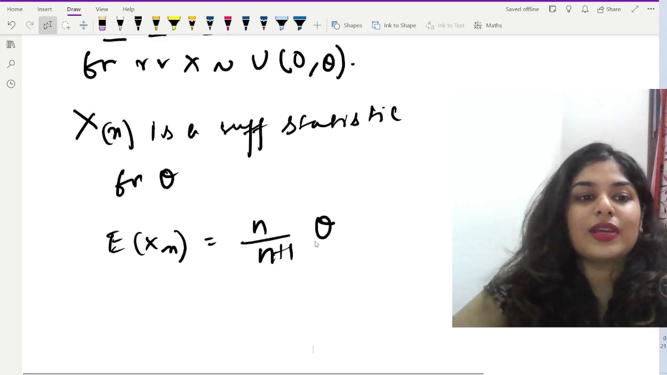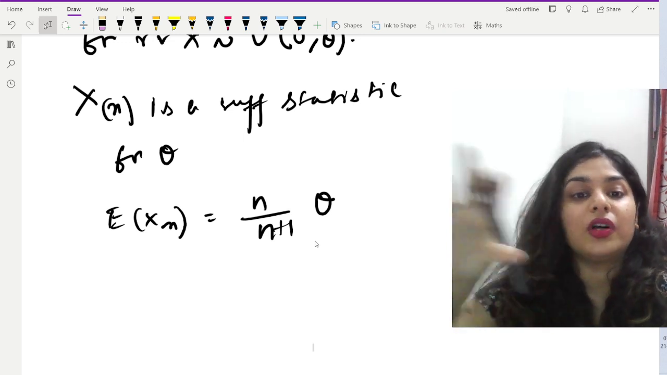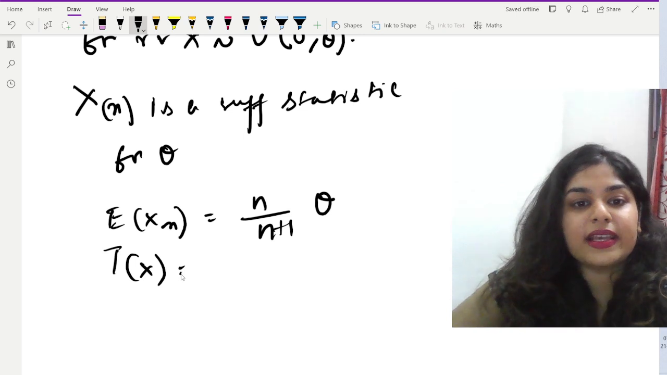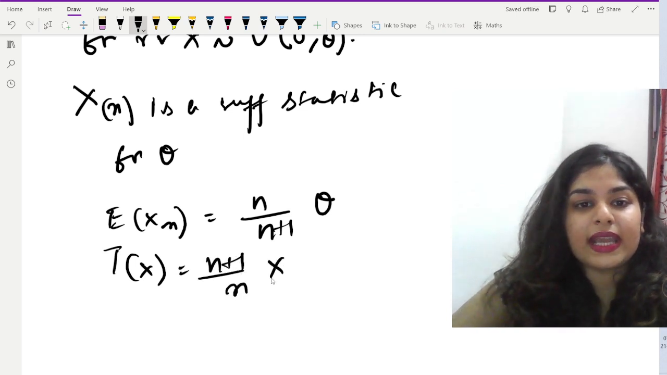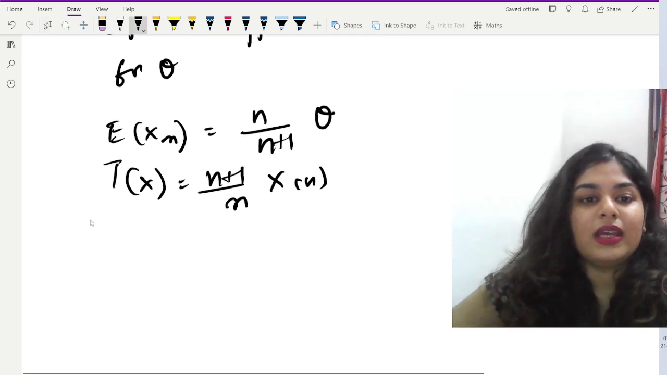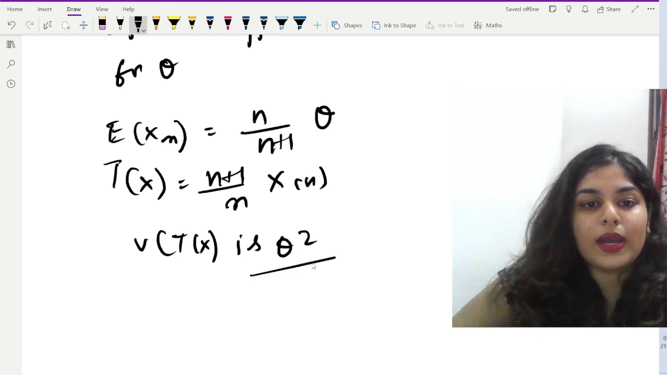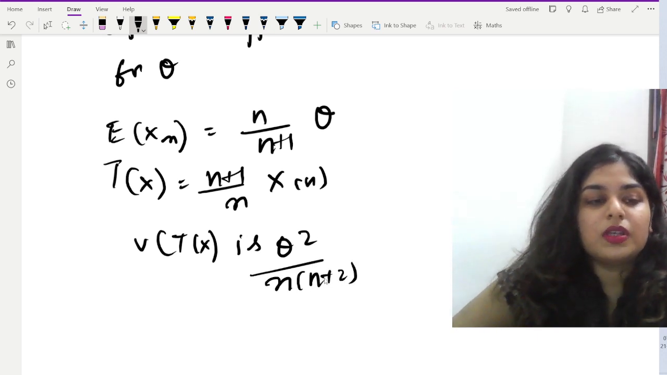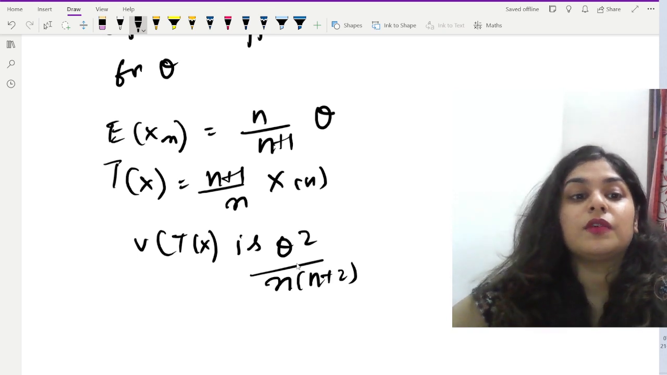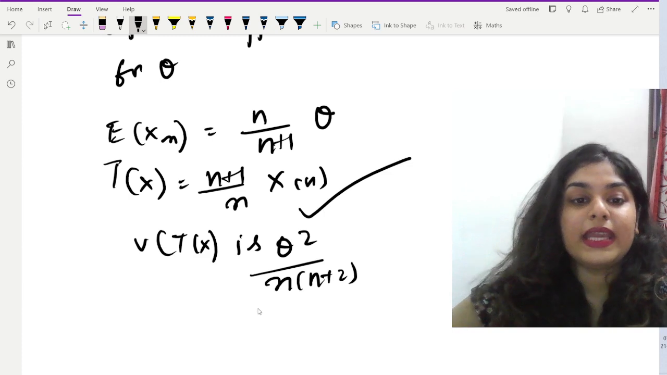Now, the expected value of X(n) is equal to n/(n+1) times theta, okay? And this is definitely, as you can see, biased, because for unbiasedness we only need theta on the right side, right? However, if we take the statistic T(X), which is (n+1)/n times X(n), then T(X) is an unbiased estimator for theta, okay? And the variance of this is theta squared divided by n(n+2). So thus we can say that the uniformly minimum variance unbiased estimator of theta for the uniform distribution is this, that is (n+1)/n times X(n).